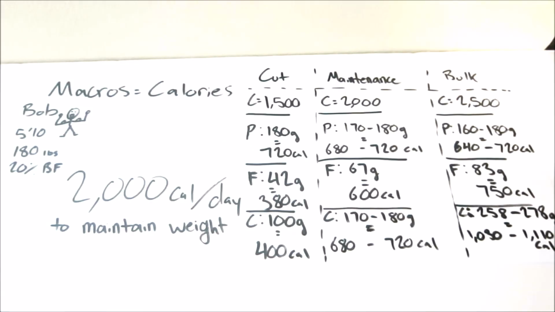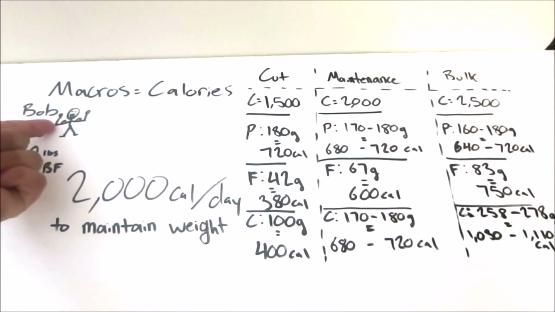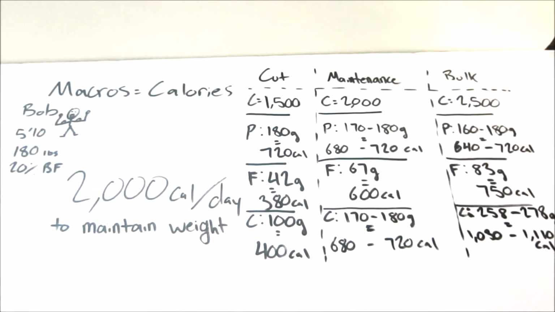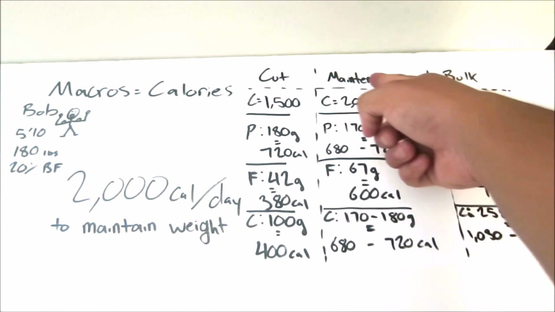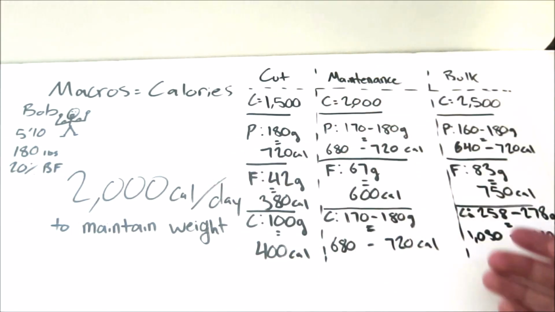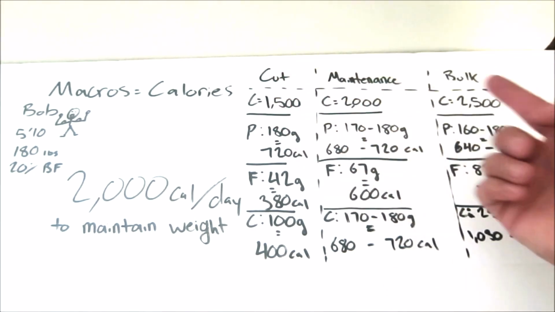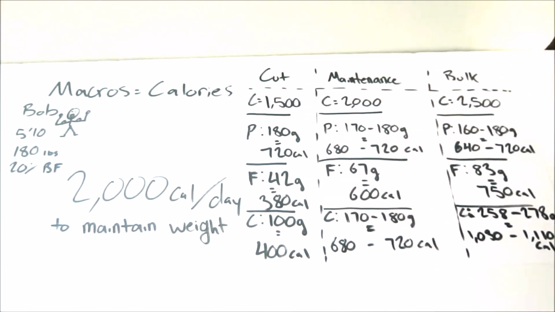Okay guys, so once again, this is pretty much what it looks like from my friend Bob here. So to recap, my friend Bob was 5'10", 180 pounds and 20% body fat. His maintenance level was at 2000 calories a day, as shown here and here. And then we broke down the numbers for a cut, maintenance, and bulk. This, guys, is really going to help set you up for your starting guide to macros.